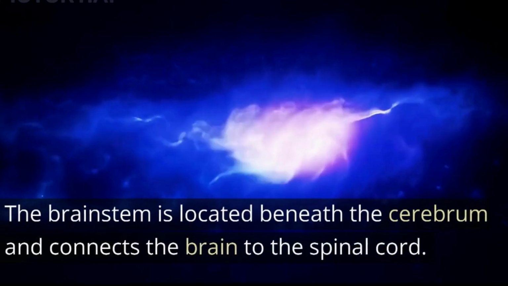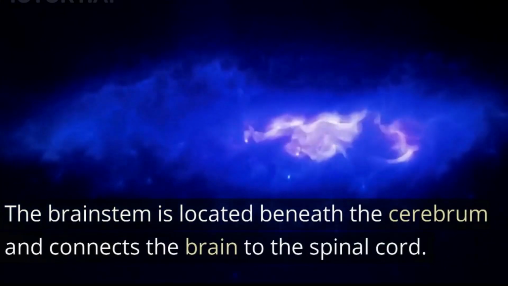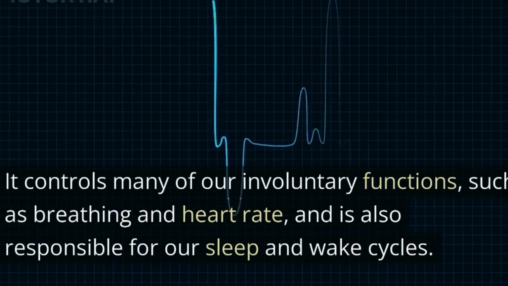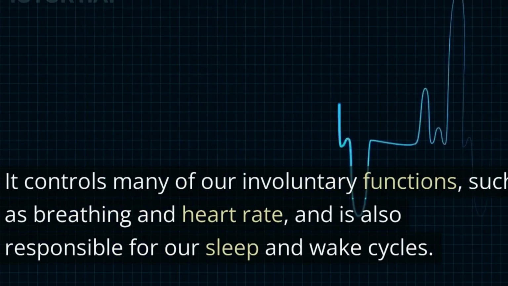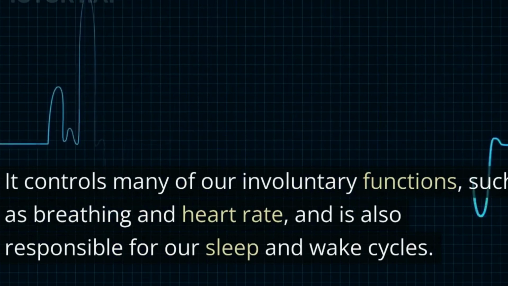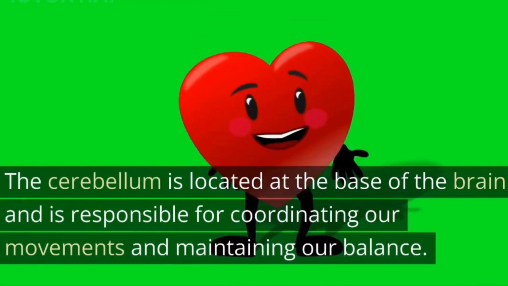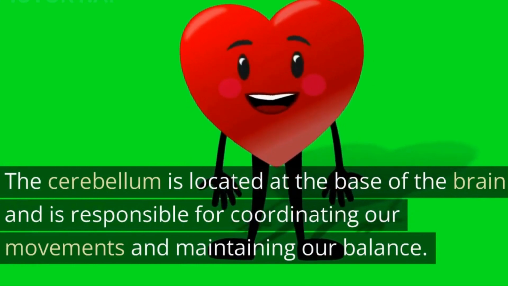The brainstem is located beneath the cerebrum and connects the brain to the spinal cord. It controls many of our involuntary functions, such as breathing and heart rate, and is also responsible for our sleep and wake cycles. The cerebellum is located at the base of the brain and is responsible for coordinating our movements and maintaining our balance.